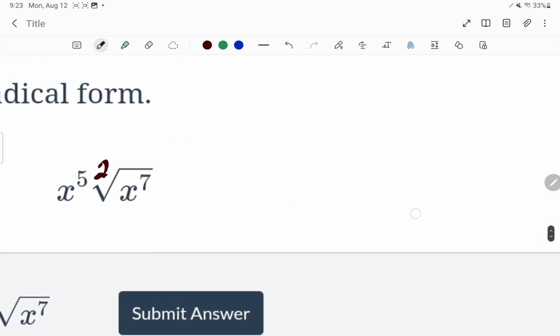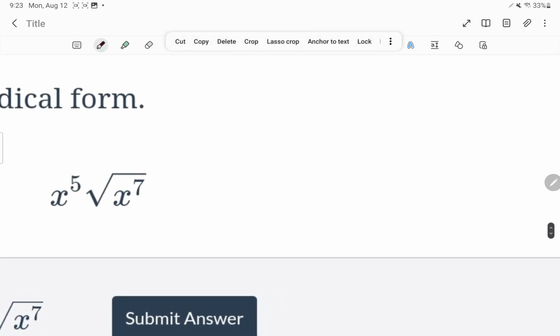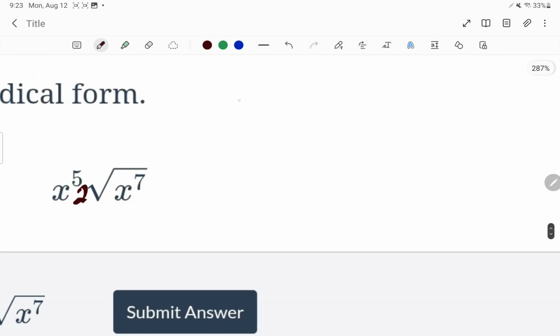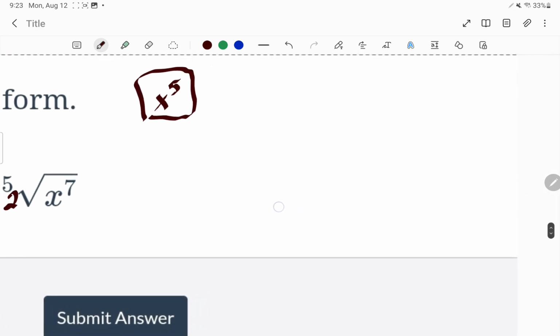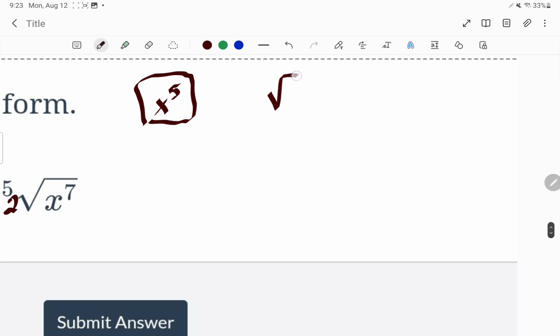The way that I usually go about doing letters is the following. We just expand it. On the front, we're just going to leave it alone. We're not going to touch the front until the very end, so I'm going to box it. We're not going to worry about that yet. Now let's worry about what's inside of my radical. So we have x to the 7. The easiest way to do this is just by drawing it out.